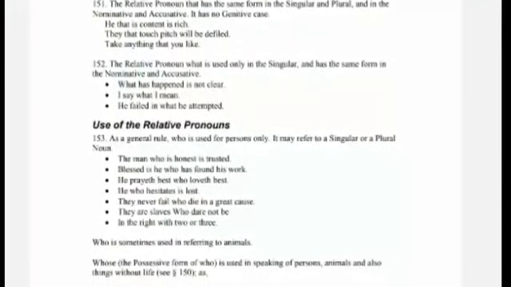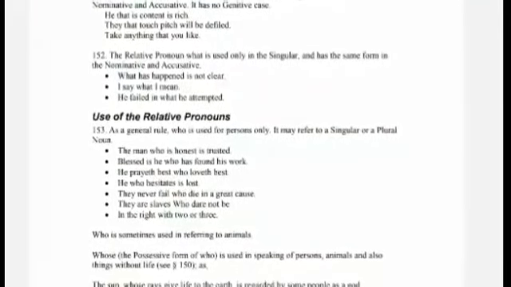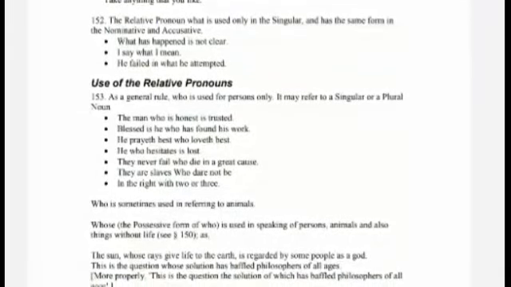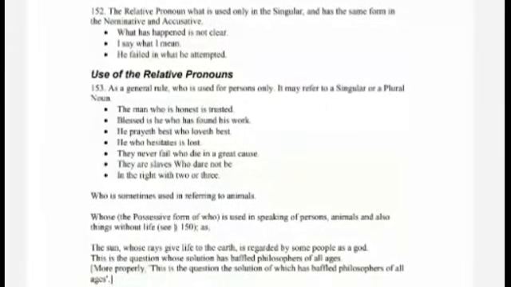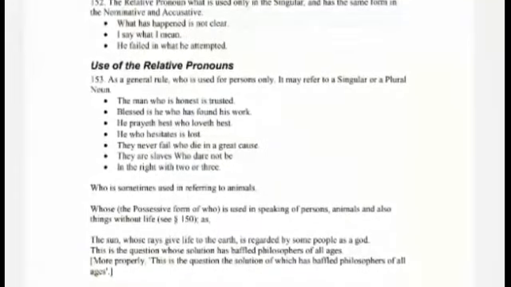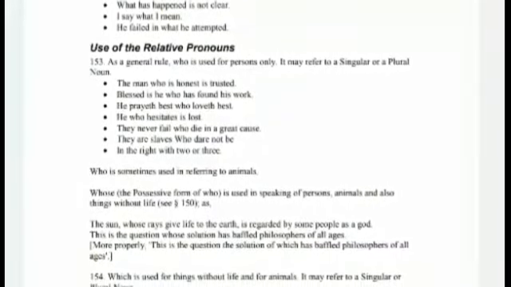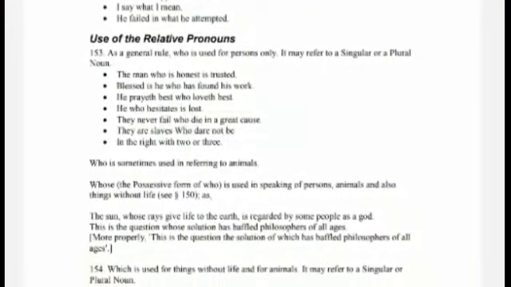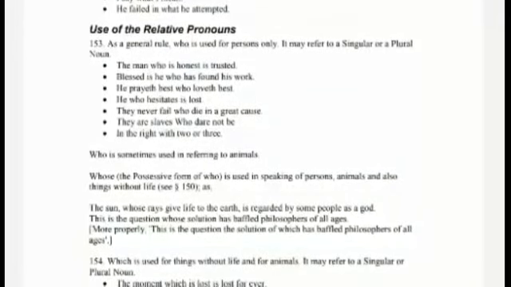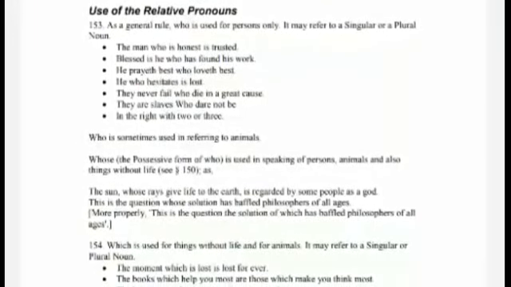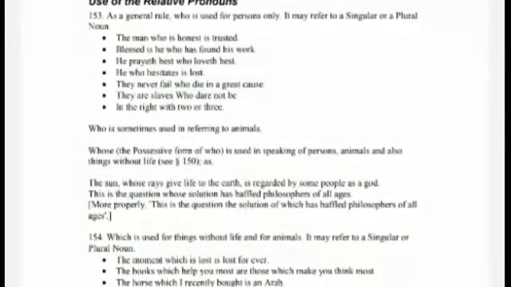Use of relative pronouns. The man who is honest is trusted. As a general rule, who is used for persons only. It may refer to a singular or plural noun. He who hesitates is lost. They never fail who die in a great cause. They are slaves who dare not be in the right with two or three. Who is sometimes used in referring to animals also.